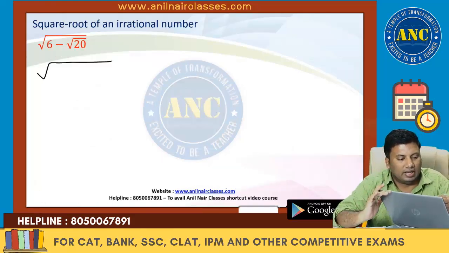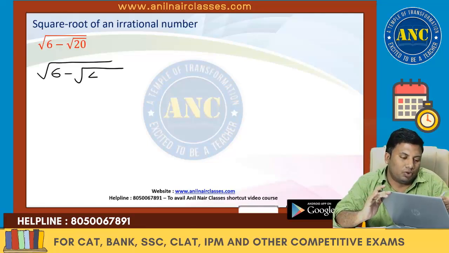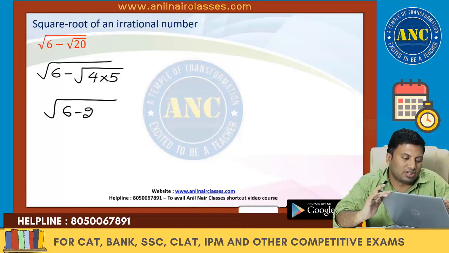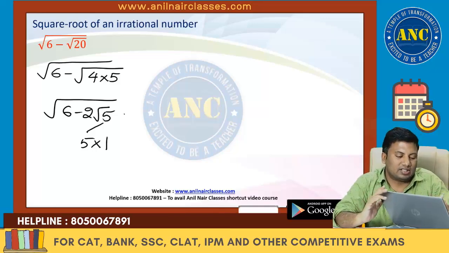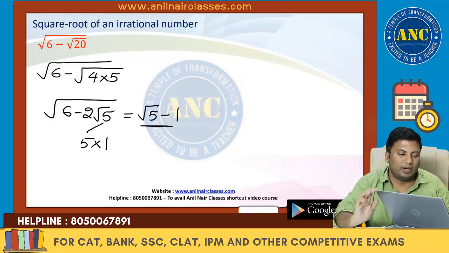Next one, it is root of 6 minus, it should be of the form 2 root 5. So 4 into 5. It is of the form 6 minus 2 root 5. These 5 ones are 5, right, 5 plus 1 is 6. So it is root 5 minus 1. I hope it is clear.